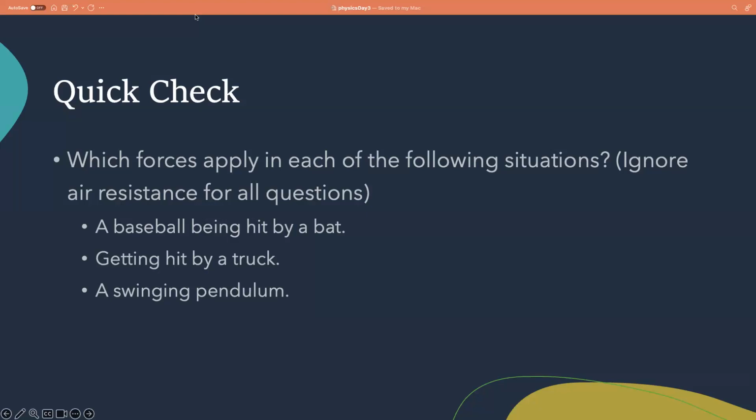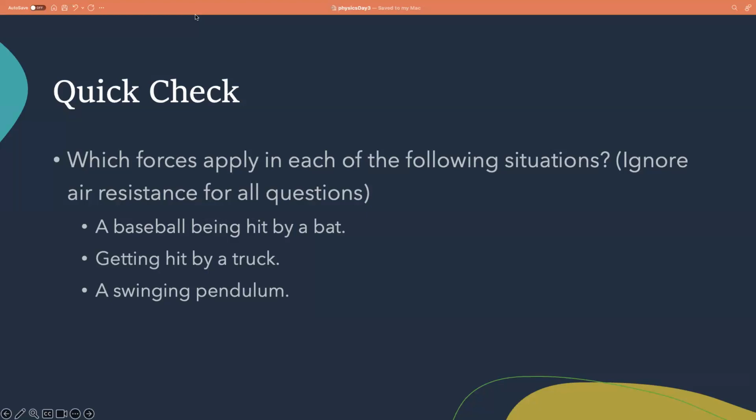Don't just say applied force. Actually say what's applying the force. So in the first one, you notice F bat. And then there's also gravity in the situation. The gravity hasn't disappeared in situation one. So you'll have those two forces, the force of the bat and the gravity. Like I said, ignore air resistance. We won't count that here.